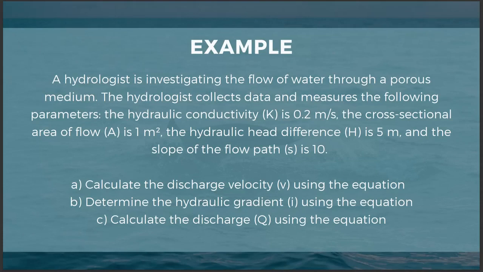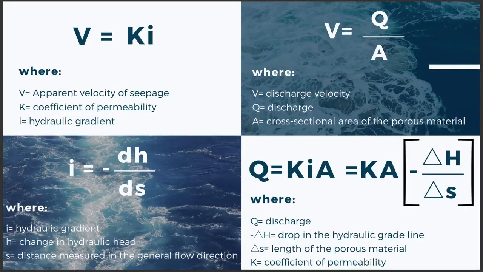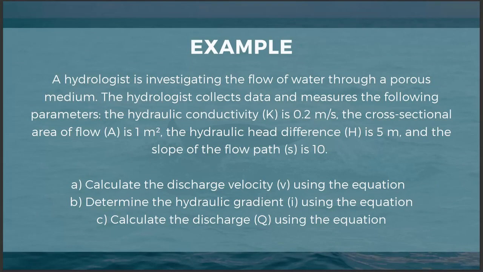So the hydrologist in this example is investigating the flow of water, given K which is 0.2, area is 1, hydraulic head difference is 5, the slope is 10. So calculate the discharge velocity using the Darcy equation. Okay, so we just need K and I for velocity. So that is simply K, which is given as 0.2. Our I is dH over ds.